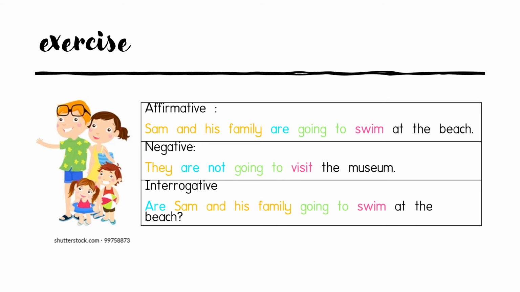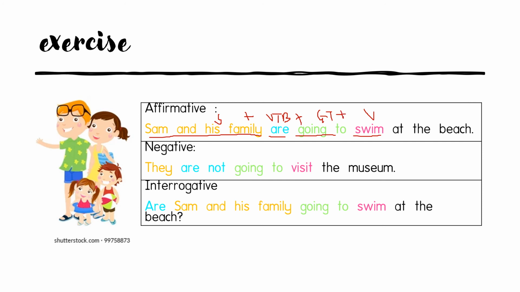For the affirmative, you can say Sam and his family are going to swim at the beach. As you can see, Sam and his family, this is the subject. This is the verb to be there. And then we have the going to, and then swim is the verb. Subject, verb to be, and then this is the going to. Subject plus verb to be plus going to plus verb.